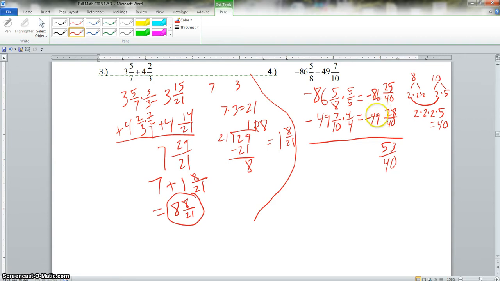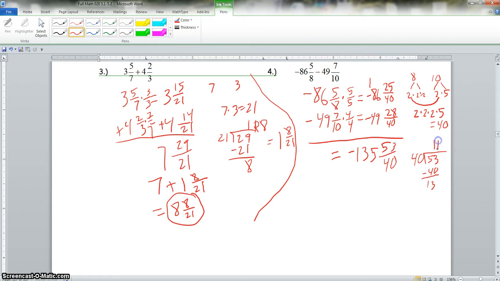And we add 86 and 49. 6 and 9 is 15. Carry our 1. 8 and 4 is 12. Plus 1 is 13. So it'll be 135 and 53/40ths, and it's negative. Now we know 53 is larger than 40, so this is an improper fraction. So what we have to do is this. We need to go off to the side, and we would take 40 into 53. 40 goes into 53 one time.